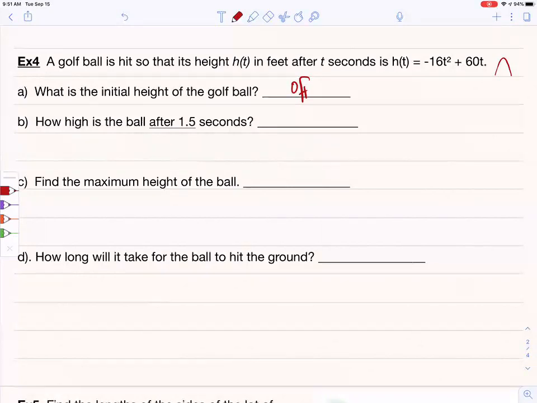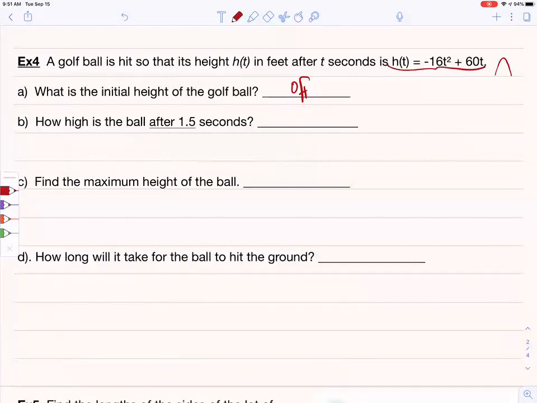Letter B, how high? Let's stop right there. What are we looking for if it says how high? We're looking for the height. Does that mean we're going to look for t? No, we're going to look for height, h. Okay, so let's keep on reading. How high is the ball after 1.5 seconds? Well, if I have my equation, what am I going to do with that?